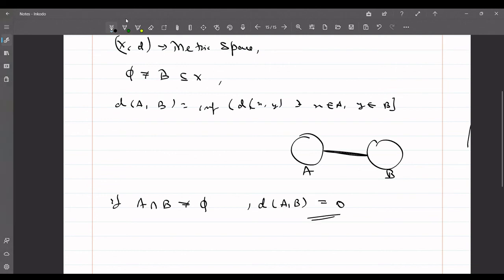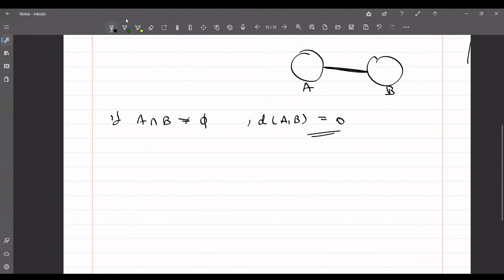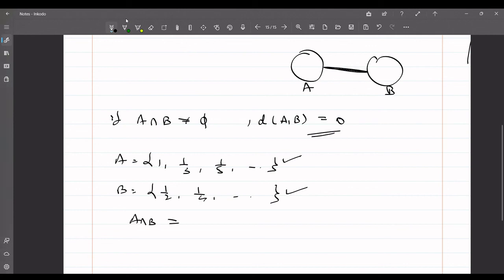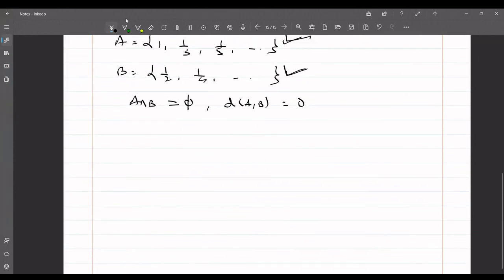Is the converse true? Let's take A as 1, 1 over 3, 1 over 5 and so on. Let's take B as 1 over 2, 1 over 4 and so on. This is bounded below by 0, this is bounded below by 0. These are disjoint sets, but d(A, B) must be 0. The infimum of the distance between them must be 0 as well. Very simple.